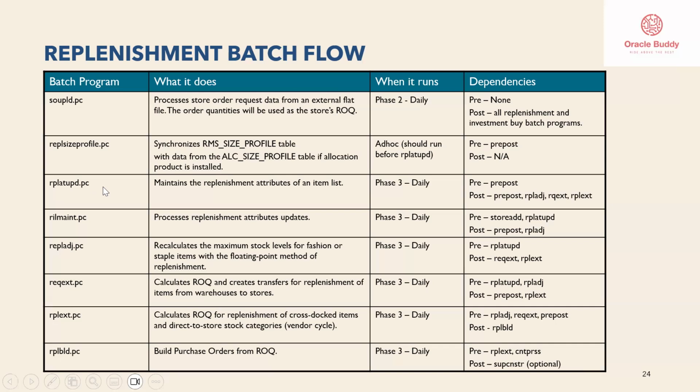Ripple attribute update maintains the replenishment attributes of the item list. Relment.pc processes replenishment attribute updates. Ripple adj.pc recalculates the maximum stock level for fashion or staple items with the floating point method of replenishment. reqext.pc calculates ROQ and creates transfers for replenishment of items from warehouse to stores. Ripple ext.pc calculates ROQ for replenishment of cross-docked items and direct-to-store categories. And Ripple build.pc builds purchase orders from ROQ.